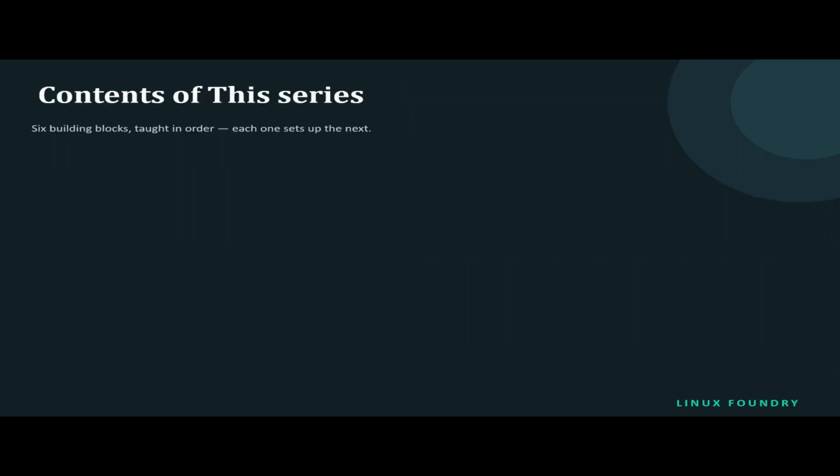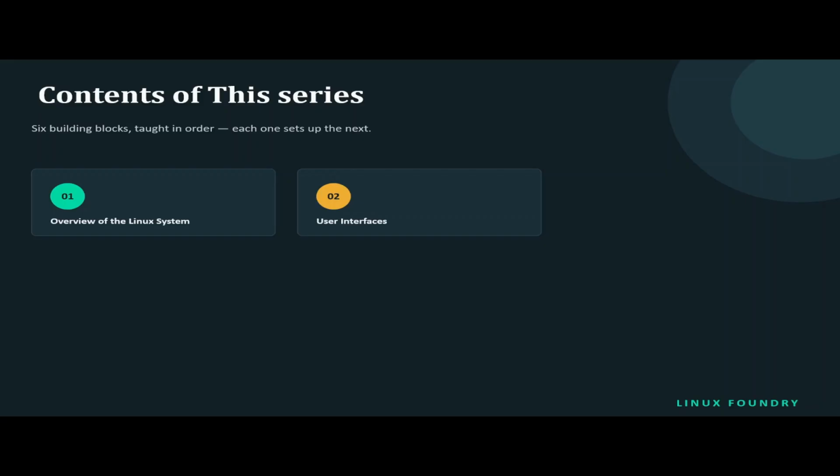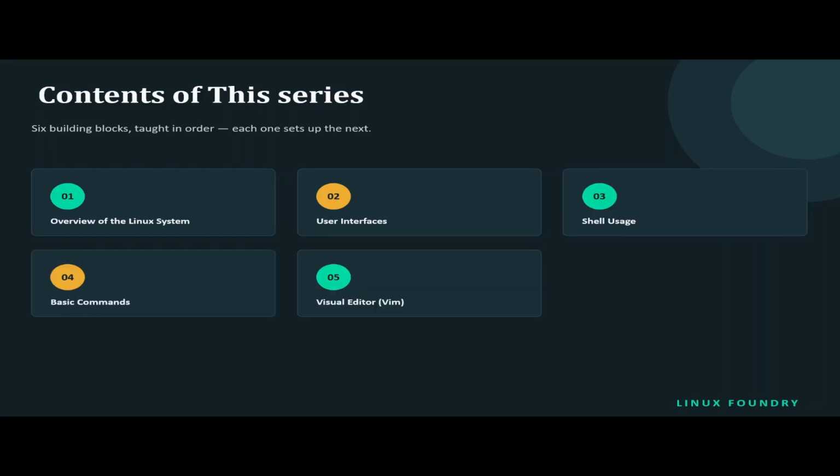Here's a quick look at what we'll cover across this series. 6 building blocks, and each one sets up the next. First, we'll get an overview of the Linux system itself. That's actually what this video is all about. Then we'll look at user interfaces. After that, shell usage. Then basic commands. The visual editor, Vim. And finally, shell scripting, which ties everything together.